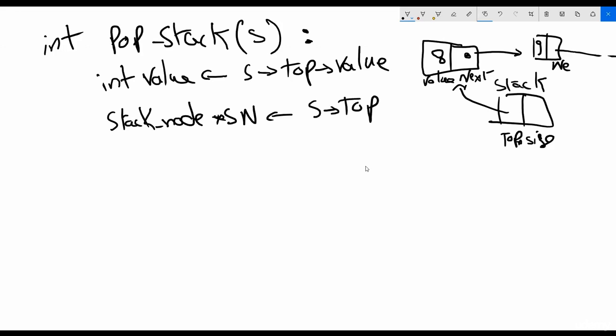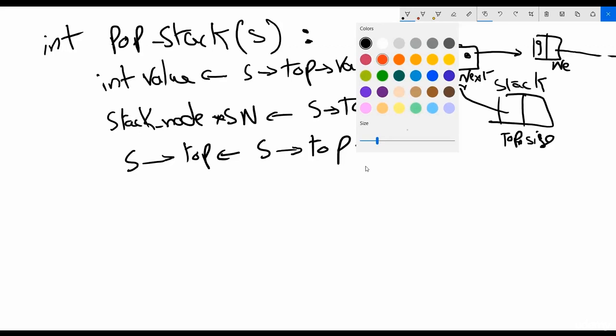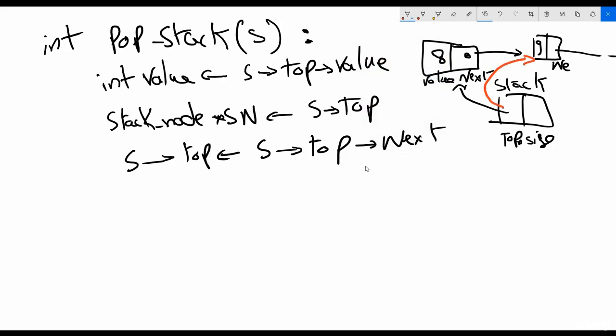And then we're going to make S top equal S top next. It means that instead of pointing to this node, we're going to point to its next. Now, this is its next. Okay, the node that contains 9 is the next of the node that the top is currently pointing at. So instead of pointing to that, we're going to point to its next. So we're going to point here.